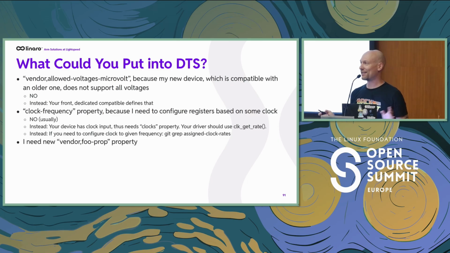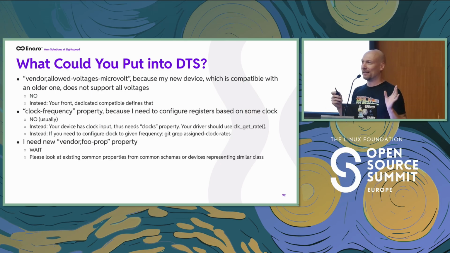Very generic question. Next one: can I just add a vendor foo property, whatever, for my hardware need? Well, this is very generic, therefore I will not torture you. Please always check if there is another property doing the same, maybe a generic property, common to add to every binding, and then please use the generic properties, not define every time the same for your driver.